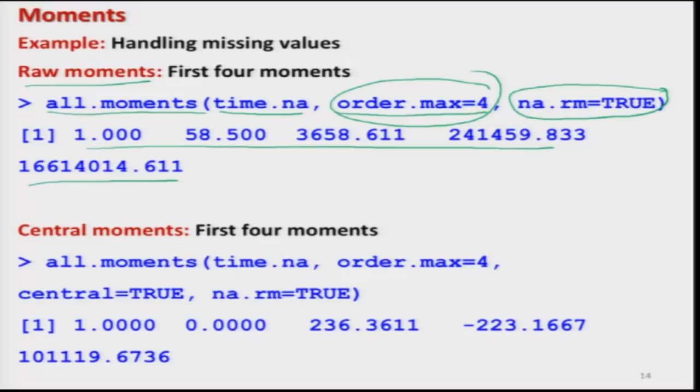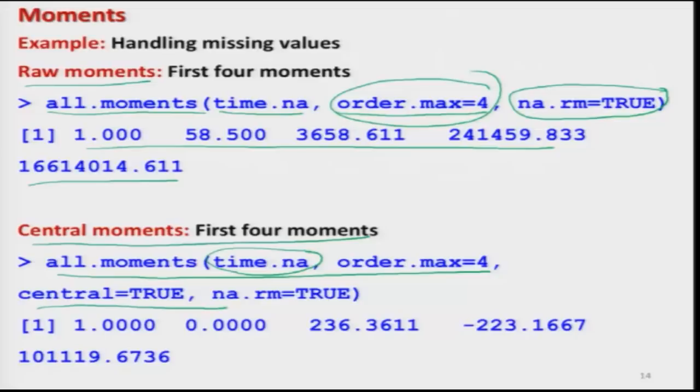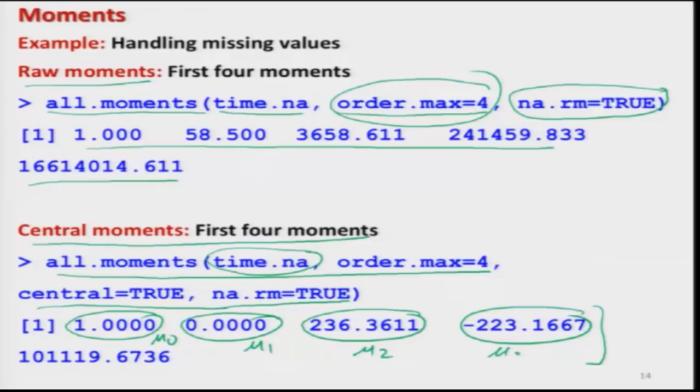Similarly, if you want to compute the first four central moments, you have to use the same command that you used earlier, with the data given by time.NA and na.rm equal to TRUE, and this will give you the outcome. Here the first value is mu 0, this is the value of mu 1, the third value is mu 2, the fourth value is mu 3, and the last value is mu 4.